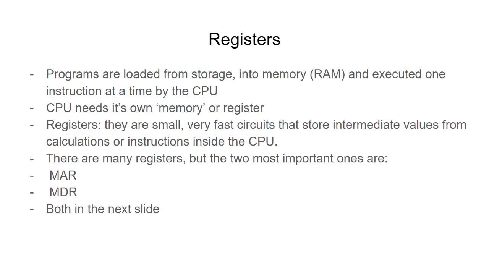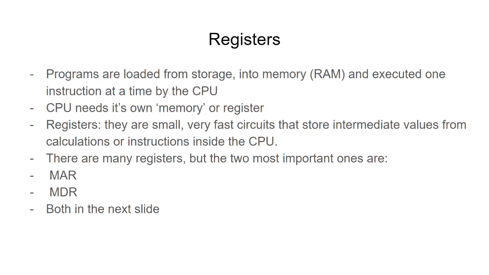This is registers. Programs are loaded from the storage into RAM, or the main memory, and are executed one at a time by the CPU. CPU needs its own memory. Its memory is called registers. Registers are small, fast circuits that store intermediate values from calculations or instructions. That means you have some calculation, you store that value in the register, you perform another calculation and you need that previous result, then you use it. So that's what intermediate values means.